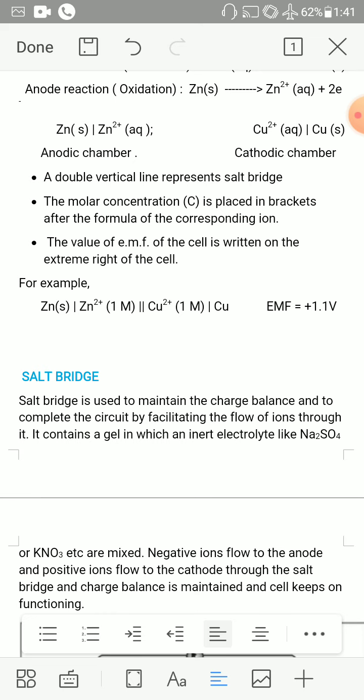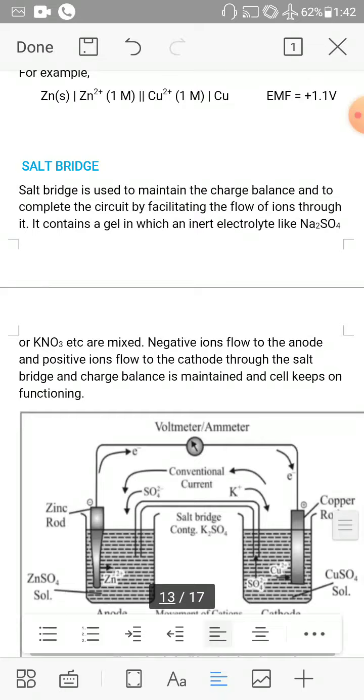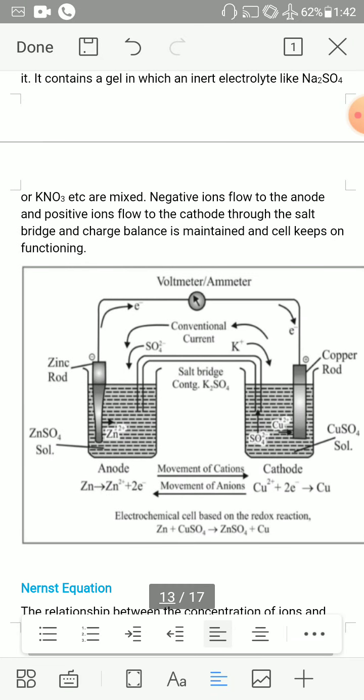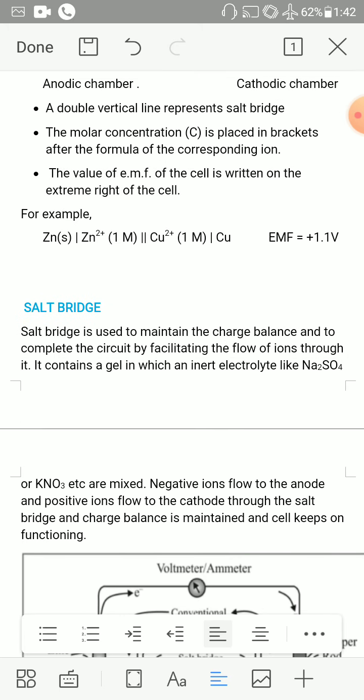Now what is salt bridge? Here in this figure you can see the salt bridge which connects the anode and cathode. So salt bridge is used to maintain the charge balance and complete the circuit by facilitating the flow of ions through the complete circuit.